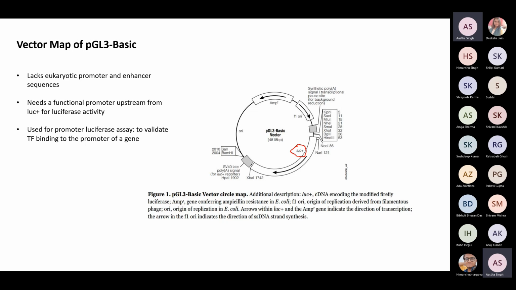So it needs a functional promoter upstream of this luciferase gene. This is a firefly luciferase gene. Upstream of it, in this MCS region, you need to have a promoter region which will help in the expression of this particular luciferase gene. So this particular vector is used for promoter luciferase assay, which is further used to validate transcription factor binding to the promoter of a particular gene.